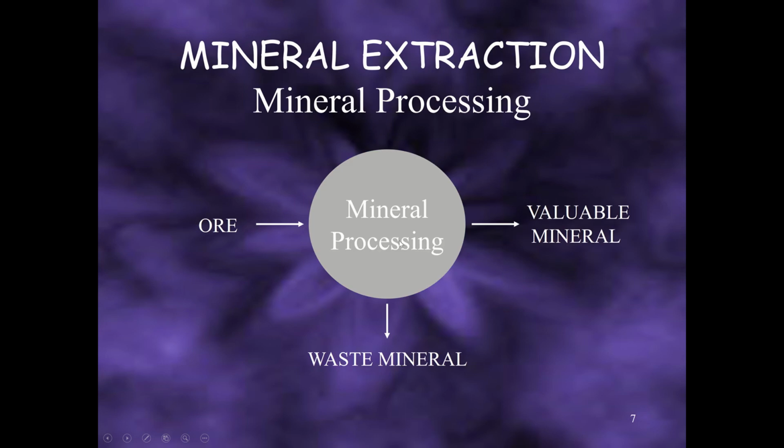A similar thing is there for mineral processing. We produce valuable minerals from ore. Of course, there are some minerals that are not of interest, and we call that stream waste mineral. In other words, in mineral processing, we are trying to separate desired minerals from undesired minerals. That's the main objective in mineral processing.